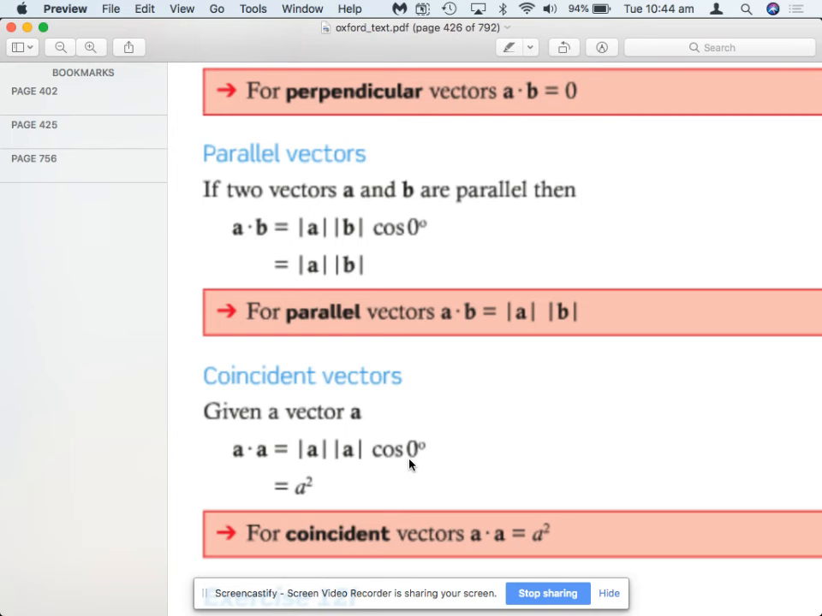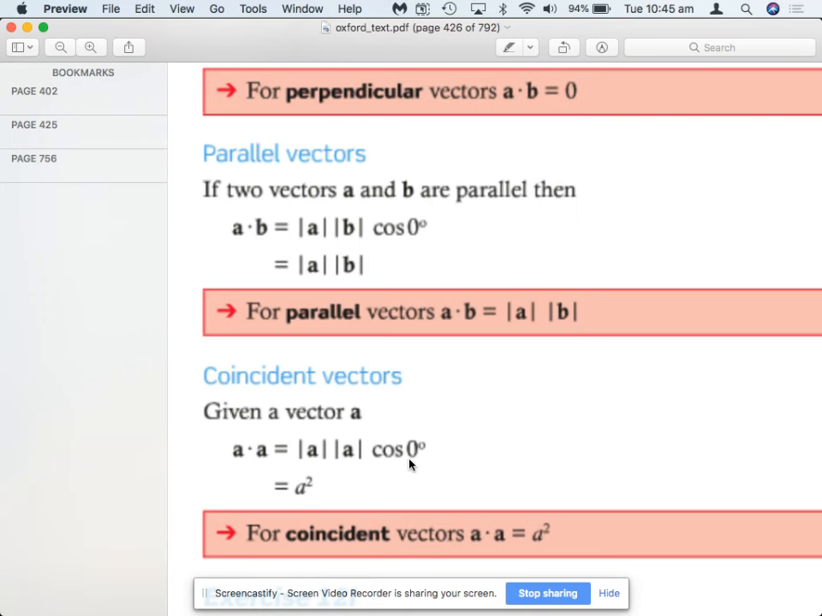Does anyone know what coincidence means? Want to have a go, Elizabeth? Yeah. Same endpoints, start and end points. Yeah, they're the same. So they're two vectors that basically lay on top of each other, with the same endpoints. So they're basically equal vectors.